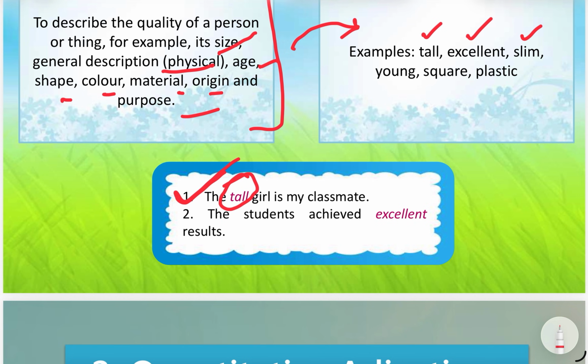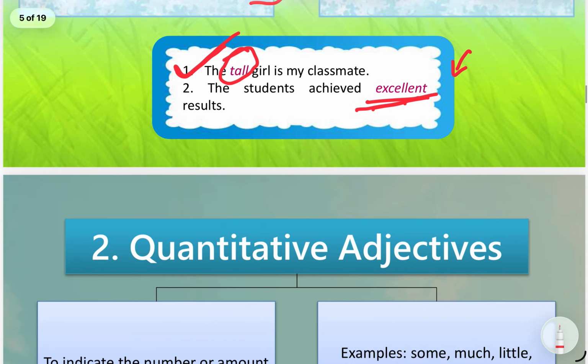The students achieved excellent results. Excellent is describing which type of result. Excellent result. This is also an adjective.